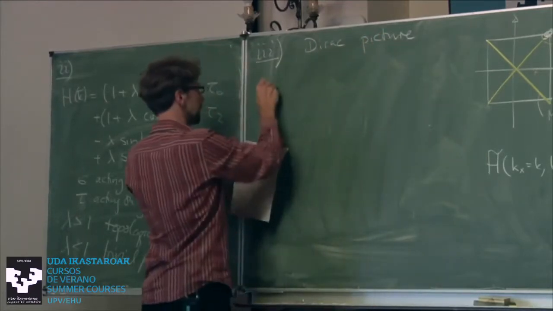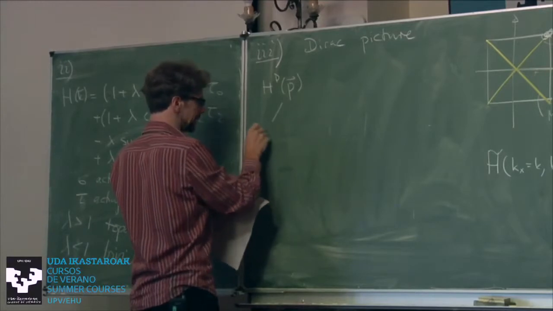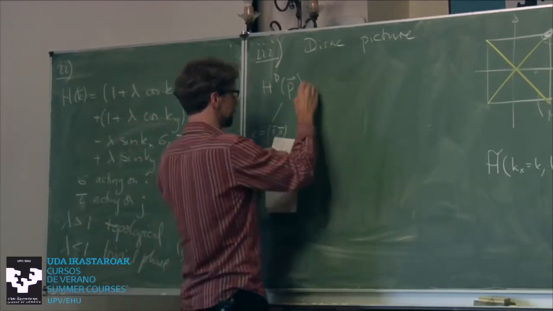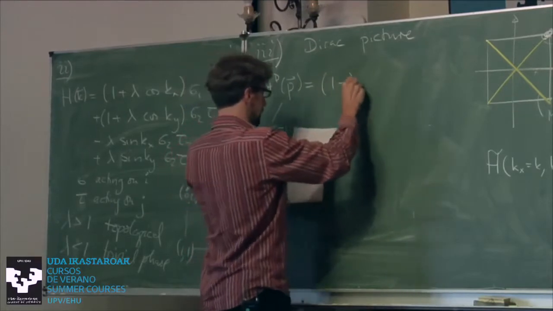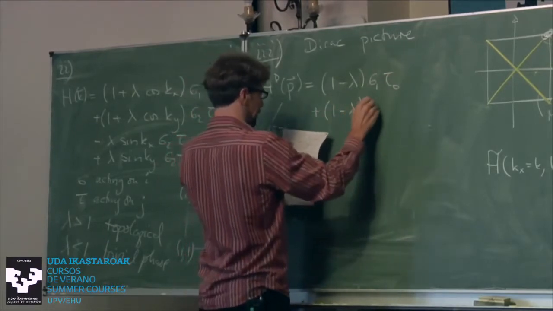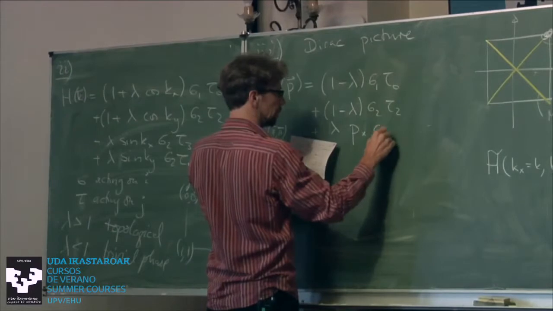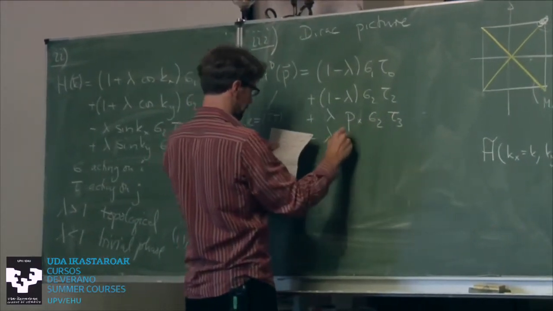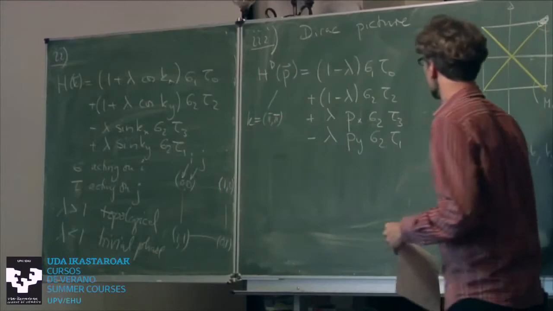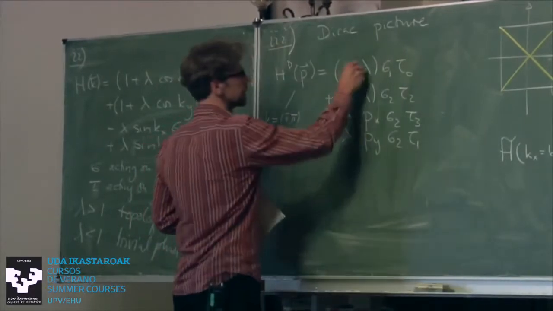And so then the Hamiltonian, we call it H Dirac, expanded around k equal to pi pi plus p. So p is the k dot p Hamiltonian. So that is (1 minus lambda) sigma 1 tau 0 plus (1 minus lambda) sigma 2 tau 2 plus lambda times px sigma 2 tau 3 minus lambda py sigma 2 tau 1. Okay. So what do we see here? Well, 1 minus lambda is a small number, so let me just replace that by delta.